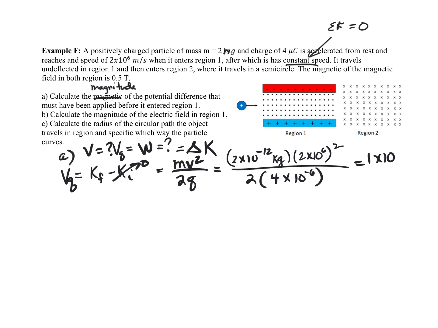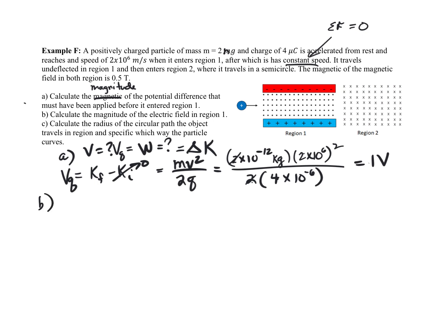Because when you multiply, you're missing the 1/2. This is 1/2 mv squared. Oh yeah. Well, this and this go away because 2 squared is 4. This 4 goes away. 2 and 2 go away. 10 to the negative 12, 10 to the positive 12. So it is 1. You're right. It is 1, isn't it? Just 1 volt. Potential difference is 1 volt.